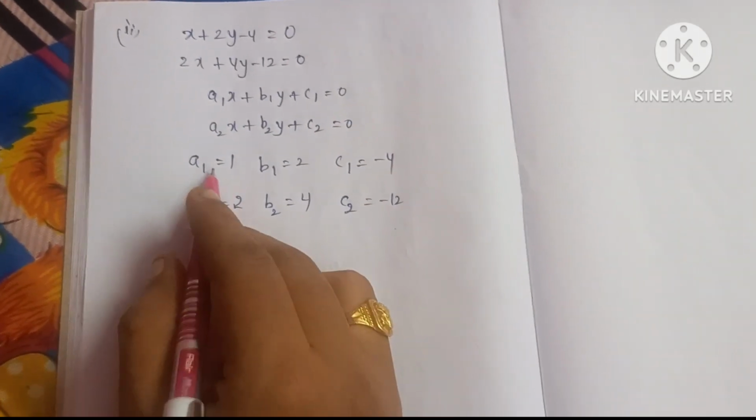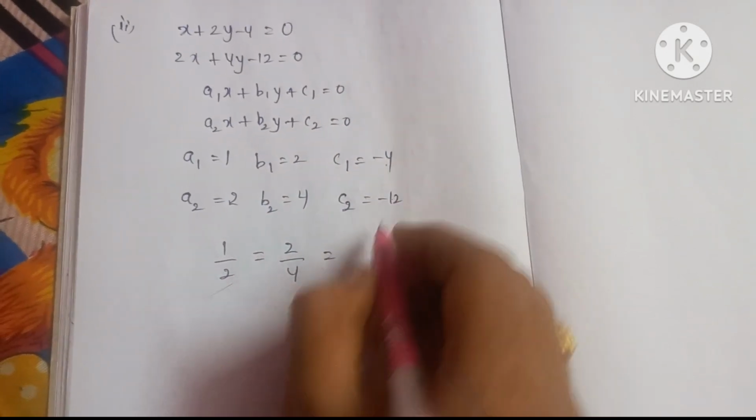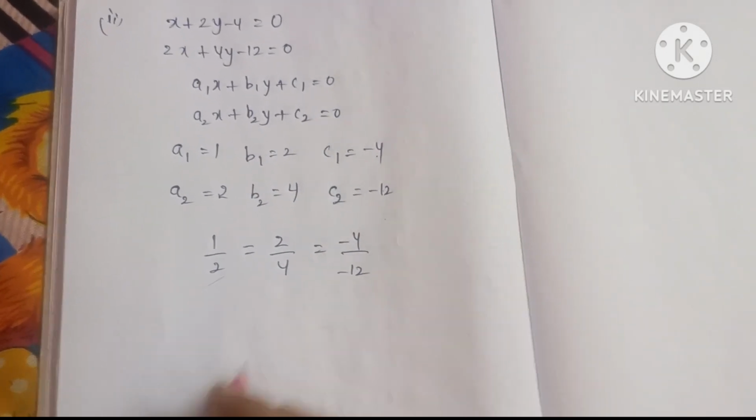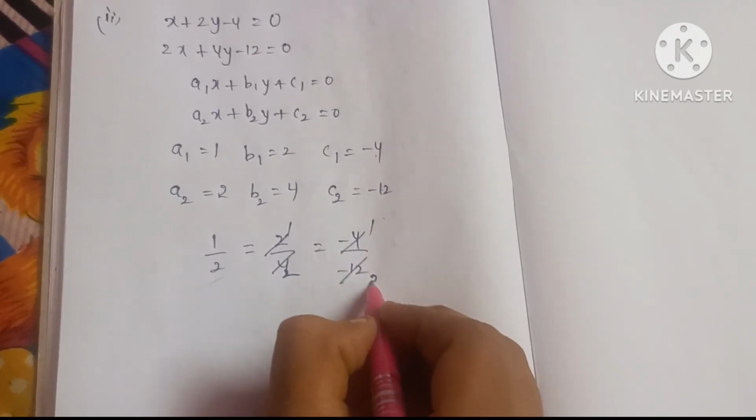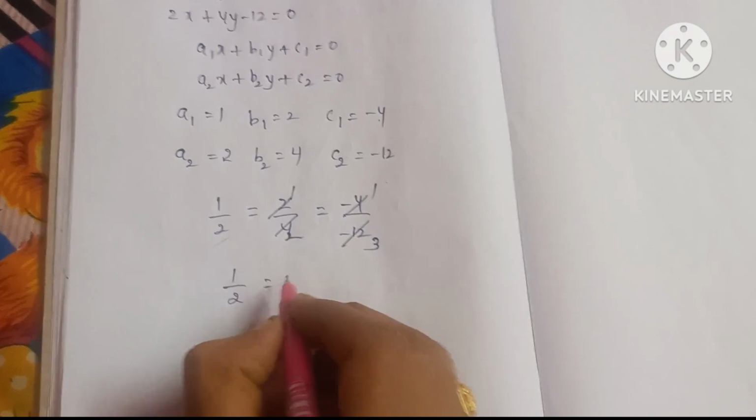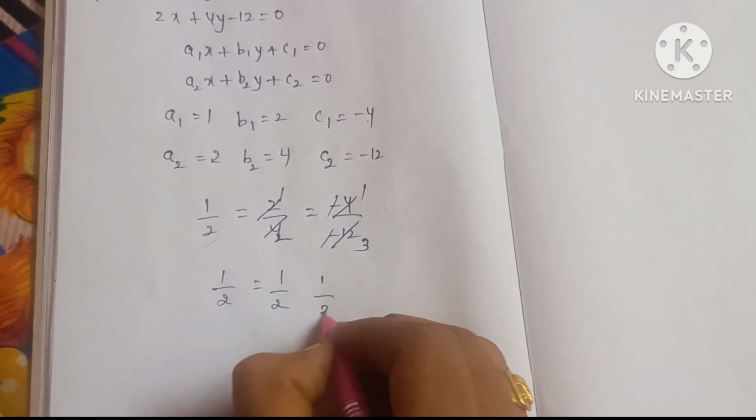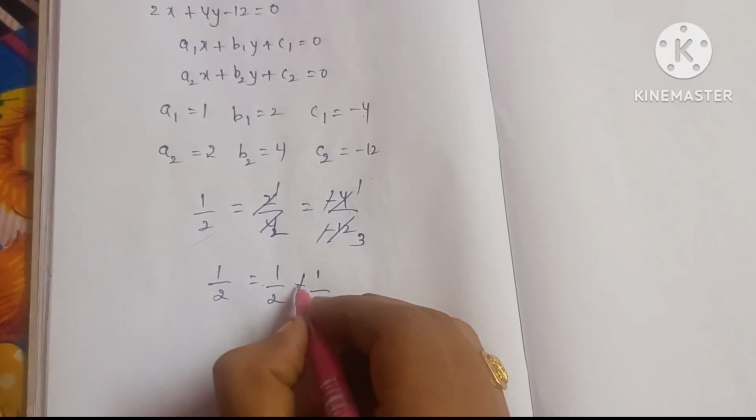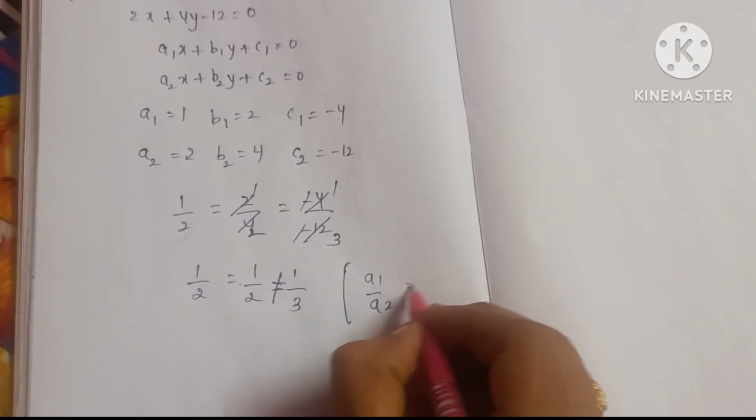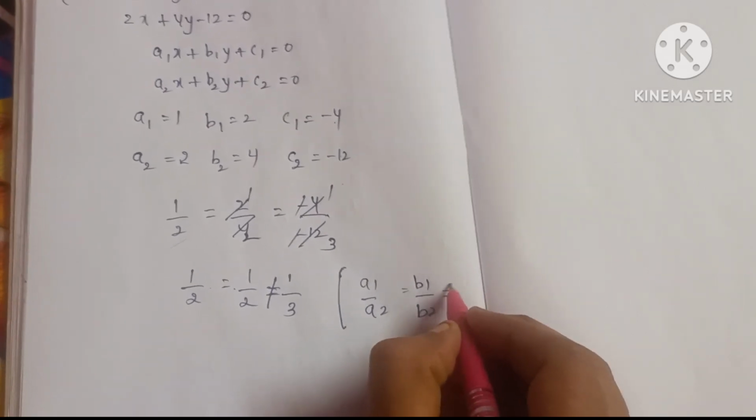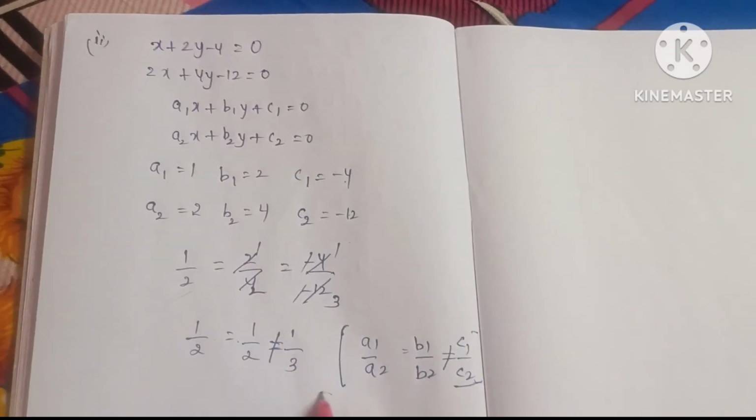What is the formula? a1 by a2 is 1 by 2, equals b1 by b2, 2 by 4, and c1 by c2 is minus 4 by minus 12. 2 one time, 2 two times, 4 one time, 4 three times. So 1 by 2 equals 1 by 2. Here minus minus cancel, 1 by 3. So this is equal, this is not equal. So what is this one? a1 by a2 equals b1 by b2 not equal to c1 by c2. Okay, no solution.